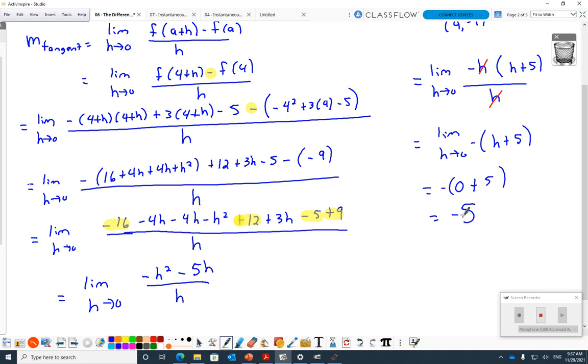Easy to go, 8 plus 5 is 13, is 3 instead of 13. There's all sorts of things that will go wrong. It'll drive you nuts. But as you're practicing it, you'll get better and better at this. Okay, so m tangent equals negative 5.